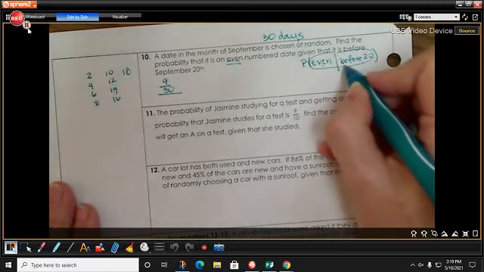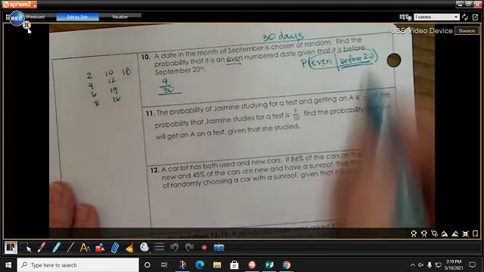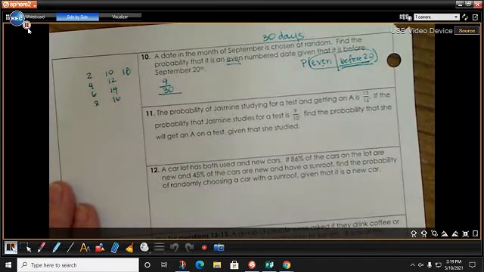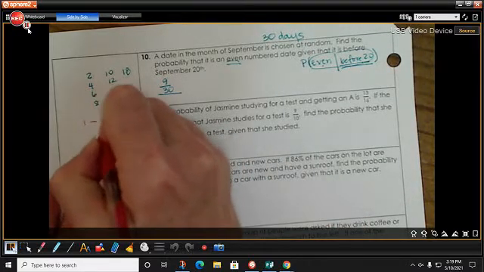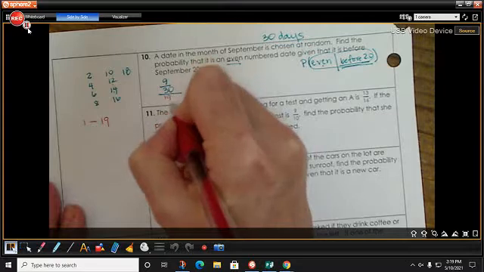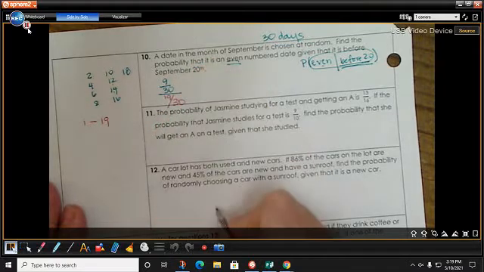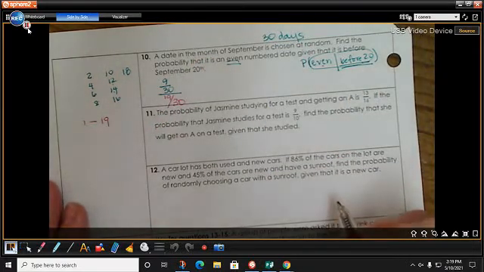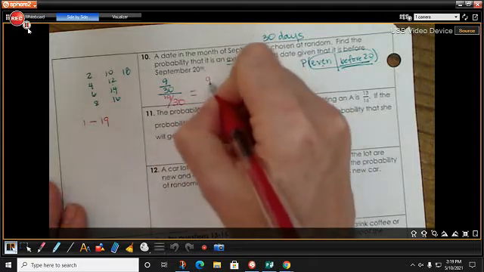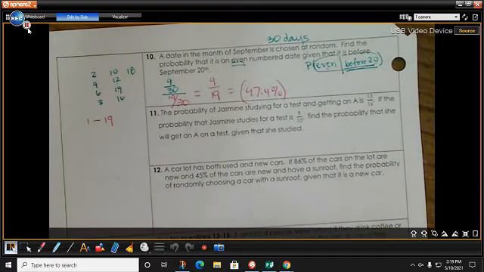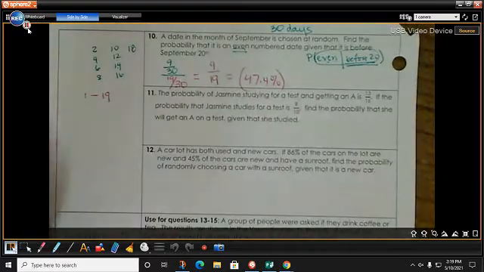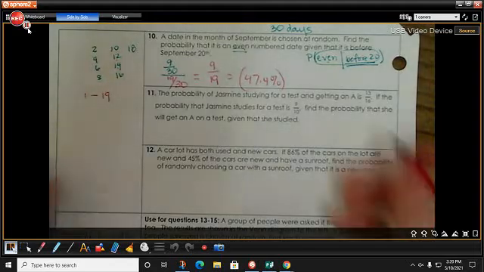Then you go, okay, well, we're going to assume that I'm picking a date before the 20th. So how many total things happen before the 20th? Well, that's 1 through the 19th. So that will be 19 out of the 30 days in the month are before the 20th. And so this is going to give me a total of 9/19ths as my probability, or about a 47.4% chance.